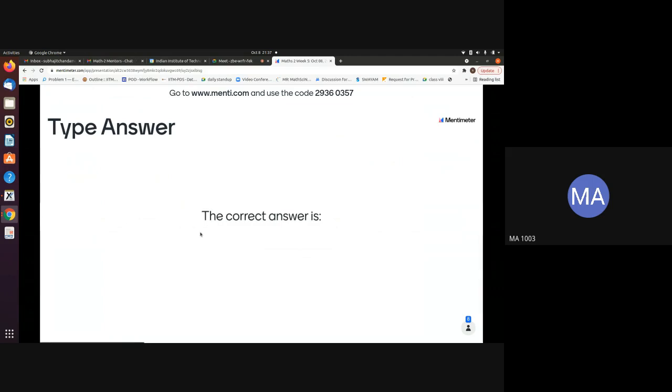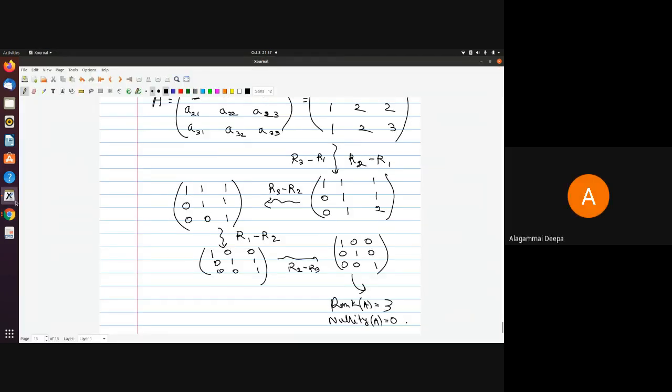Okay, but 0 is the answer. The rank is 3, right? Now we are left with 3 variables, so the nullity should be 0. Rank plus nullity should be 3, since it is a 3 cross 3 matrix. If you just calculate the rank, then the nullity follows.